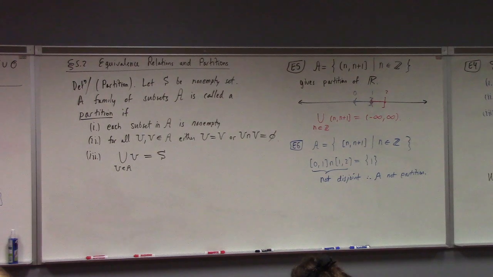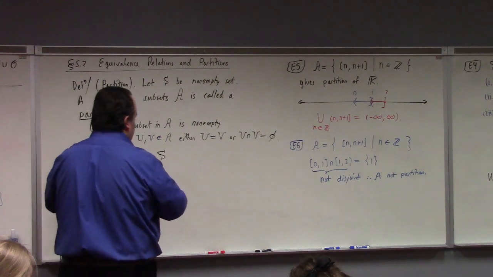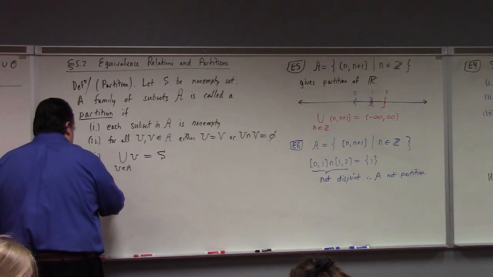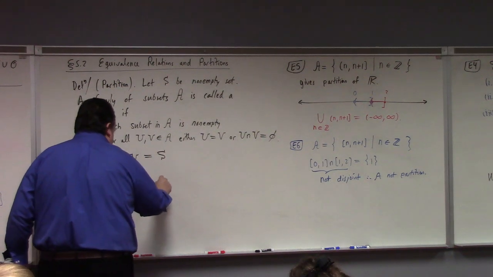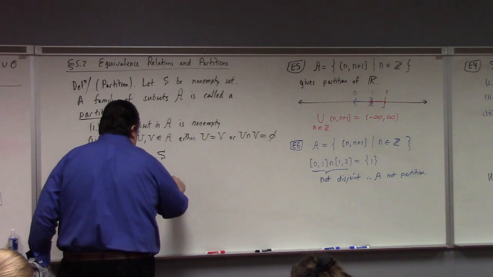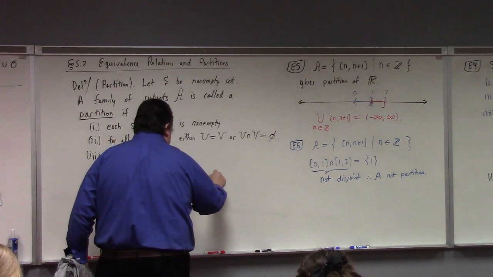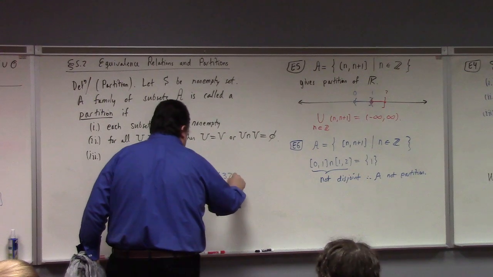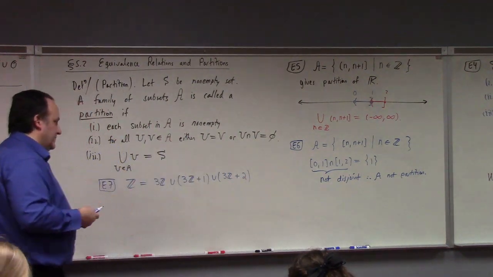Can you guys think of another way to partition the integers that we haven't done today? How about this? Example 7. What if we did the integers as 3Z unioned with 3Z plus 1 unioned with 3Z plus 2? Would that give a partition?